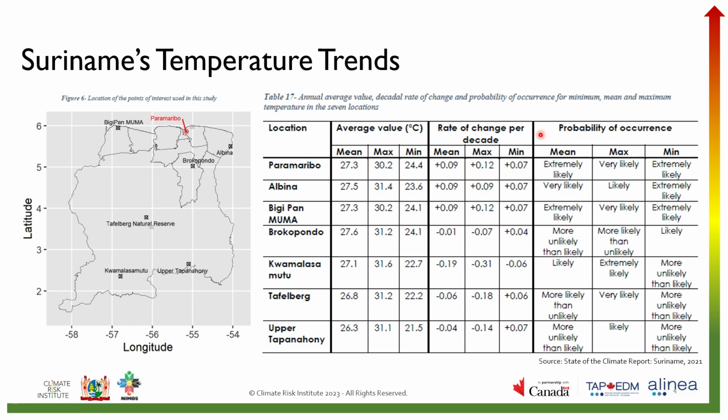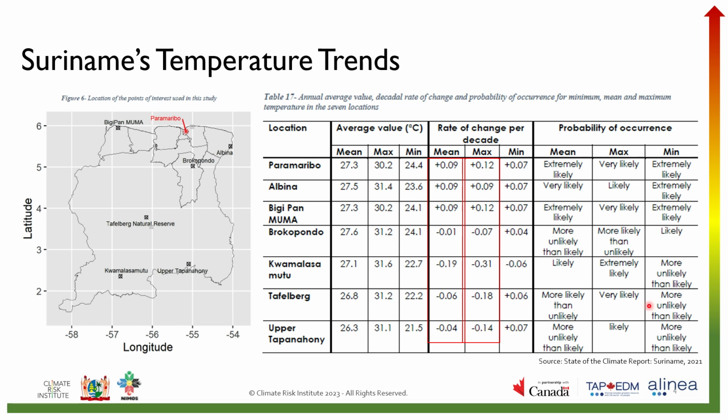So if we look here at the mean rate of change, we can see that the northern regions are increasing based on this positive value, and the values that are negative are showing a decrease in the mean temperature in the south. For the maximum temperature rate of change, we can see a similar trend. So regions in the north are increasing and they have a positive value, and then regions in the south are decreasing and they have a negative value.